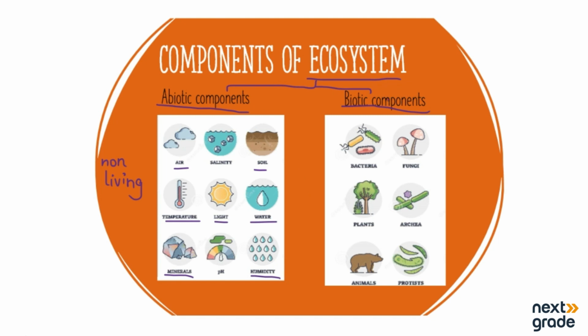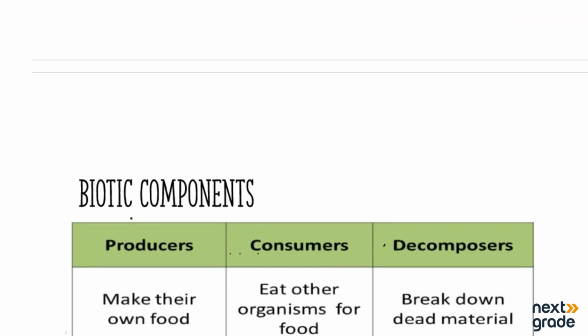Whereas what is biotic components? They are actually the living components of an ecosystem. ठीक है, लिविंग कंपोनेंट्स में हमारे पास क्या क्या एग्जांपल्स आ जाती हैं? You can see over here bacteria, plants, animals, and other microscopic organisms. So let's talk further about the biotic component.